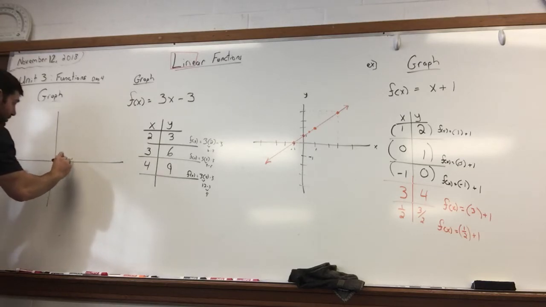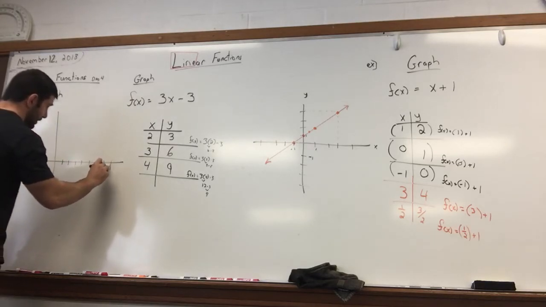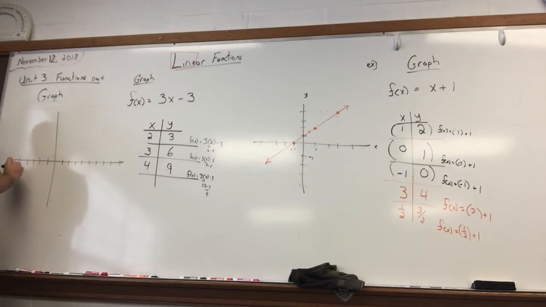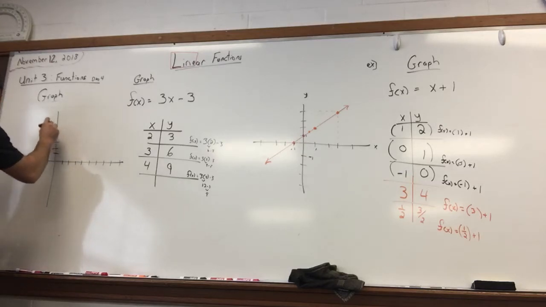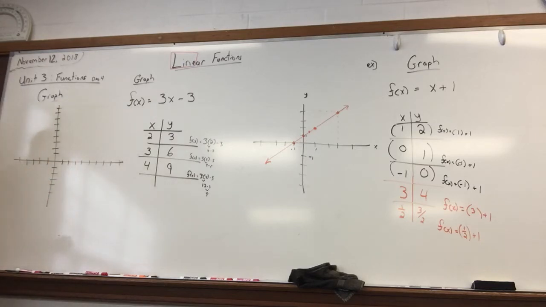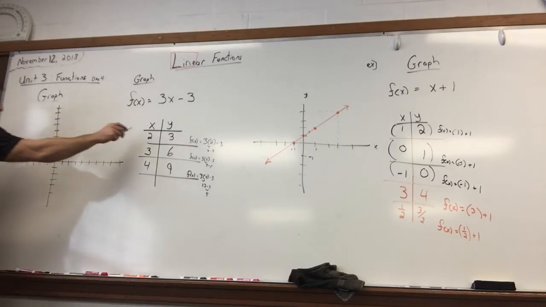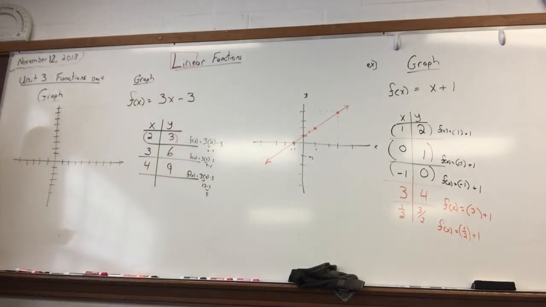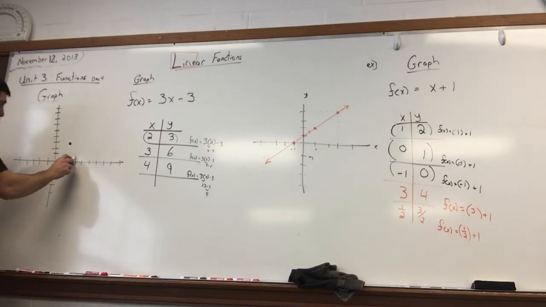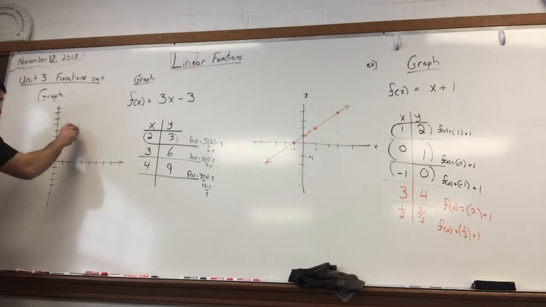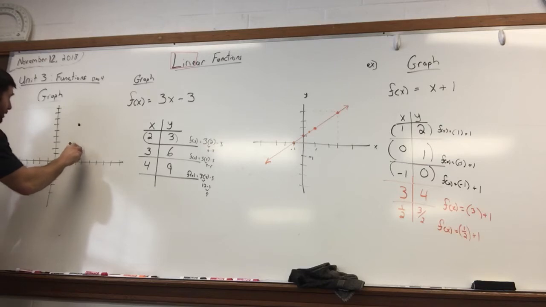So 1, 2, 3, 4, 5, 6, 7, 8, 9. 2, 3, 4, 5. Okay, so here we go. 2, comma, 3. Hover over the origin. Over 1, 2, up 1, 2, 3. Over 1, 2, 3, up 1, 2, 3, 4, 5, 6. Over 4, 1, 2, 3, 4, up 9.